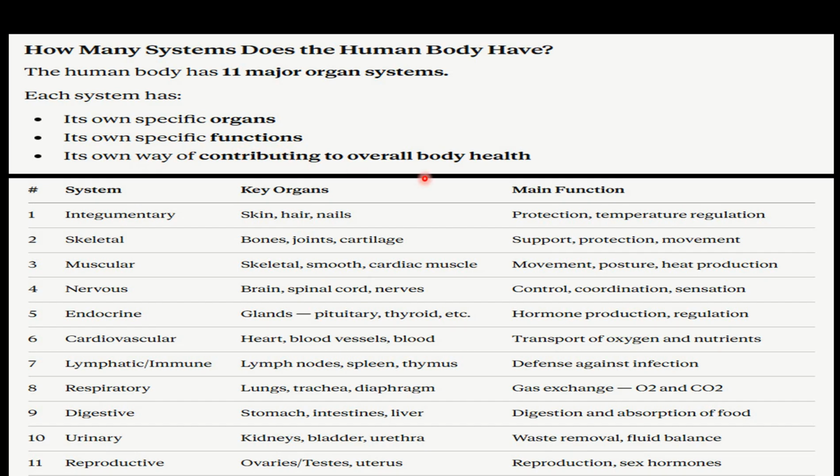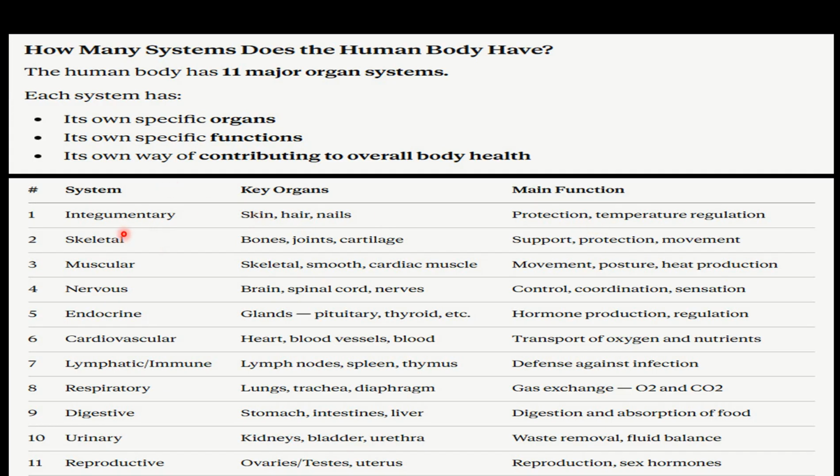Okay, although these are very detailed sessions, right, each system has its own functionality and we should cover it in a deeper way. But for now, just go through one by one each point so that we can understand what it is. Okay, so here I have created one table with system, key organs and main function. So one by one we will go through it.